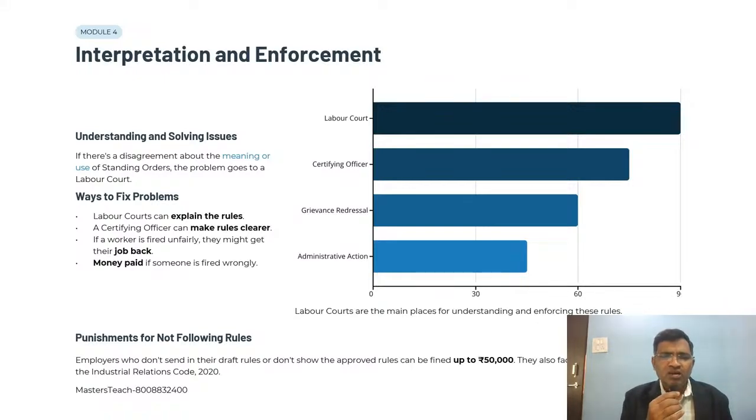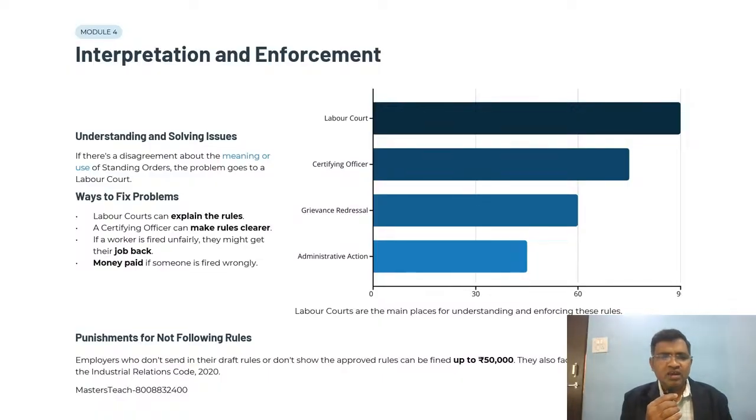If the worker is fired wrongly, then compensation will be given by the employer. That is going to be ordered by the labor court. So labor courts are the main places for understanding and enforcing these rules.